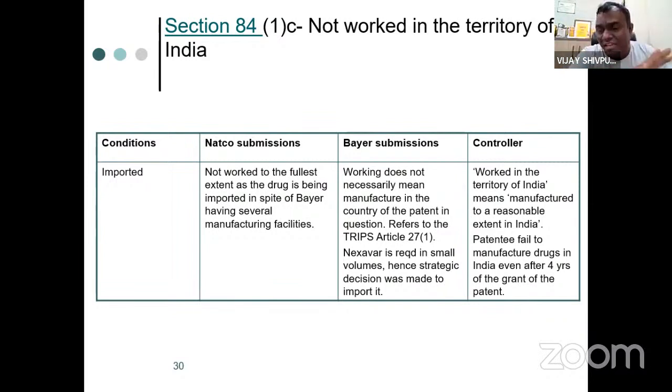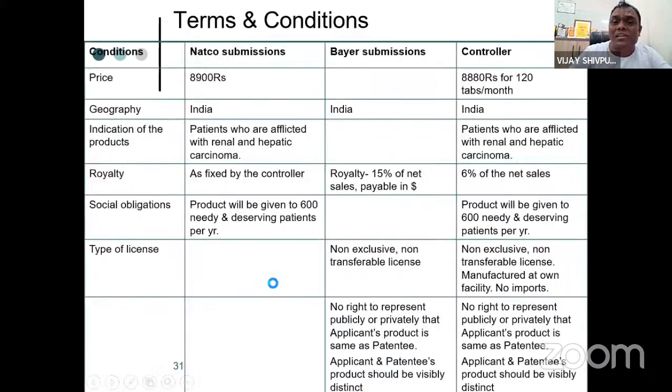There has not been a second case of grant of compulsory licensing. There were two or three applications, but those were withdrawn later. The patentee failed to manufacture. That's the reason the compulsory license was awarded. And what are the conditions actually? The conditions are included here.